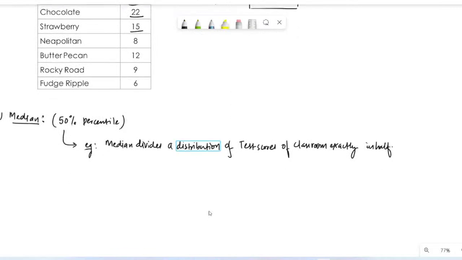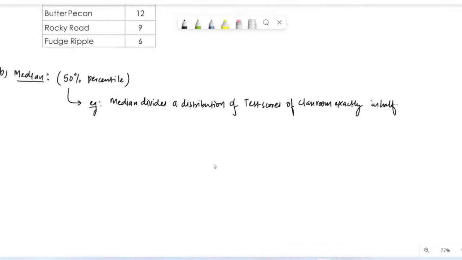Median, 50th percentile. Taking the test score example, the median divides your data distribution into exactly two halves. That's what the median means. Now we will discuss the formulas. There are two ways of calculating it. By the way, median is generally applied to numerical data, of course.